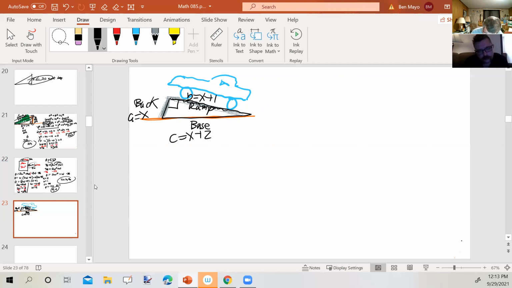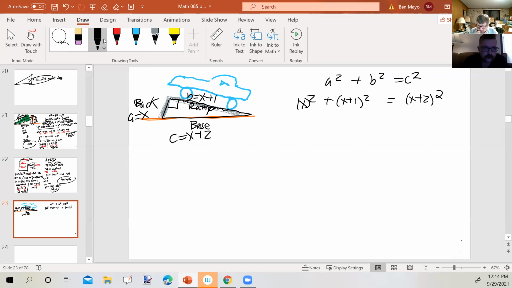Again, A squared plus B squared equals C squared. So X squared plus X plus 1, my bad, X plus 1 squared equals X plus 2 squared. Any questions how I got that? So this is X squared plus X plus 1 times X plus 1 equals X plus 2 times X plus 2.